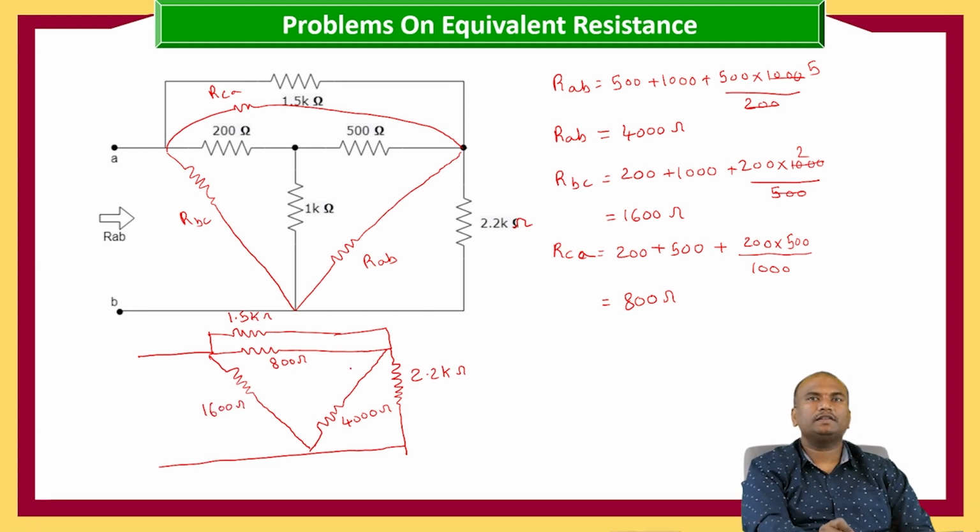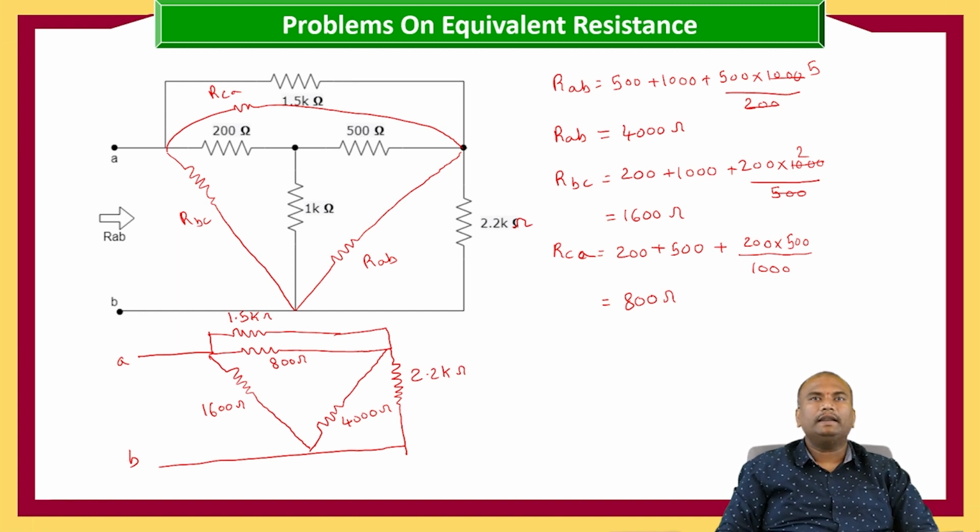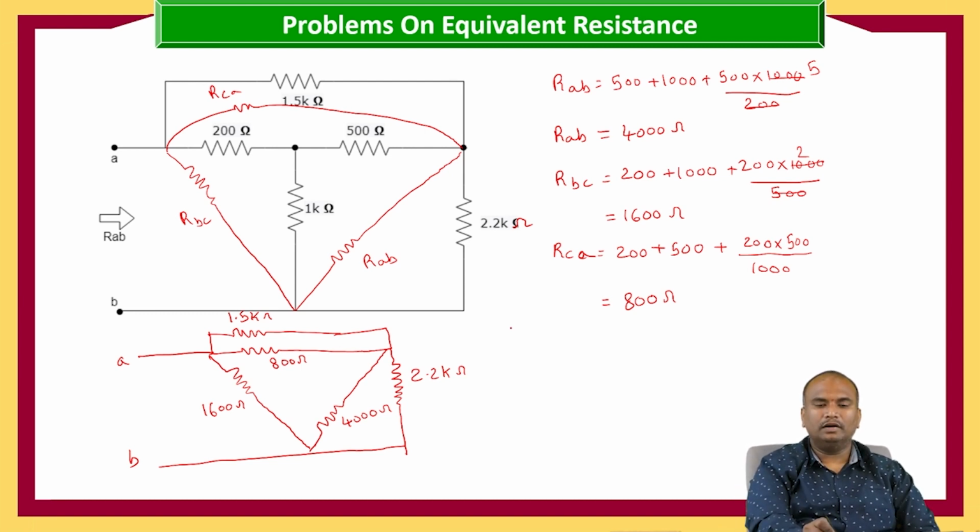Now, if you see this circuit, this 1.5 kilo ohms and 800 ohms are in parallel, and 4000 ohms and 2.2 kilo ohms are in parallel. So RAB is equals to, for calculating RAB, let us take these two combinations in parallel. Now R equivalent 1 is equals to 1.5k and 800 are in parallel.